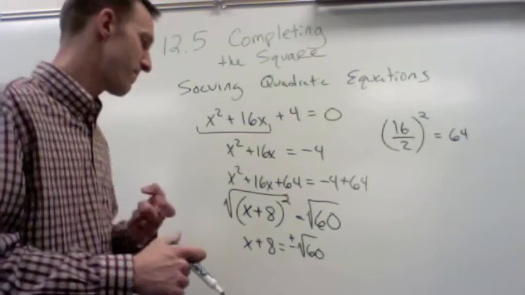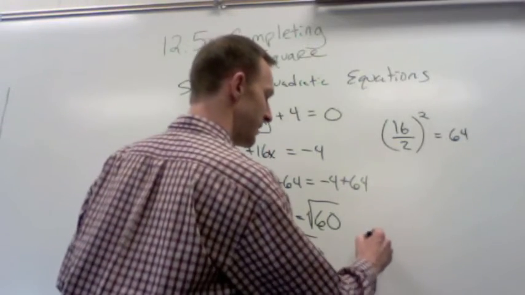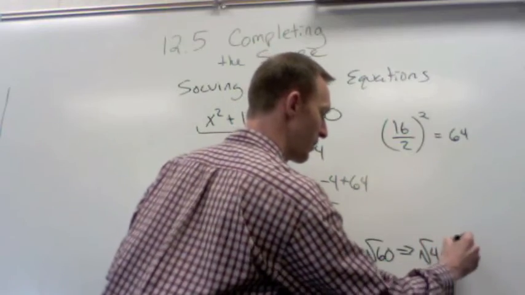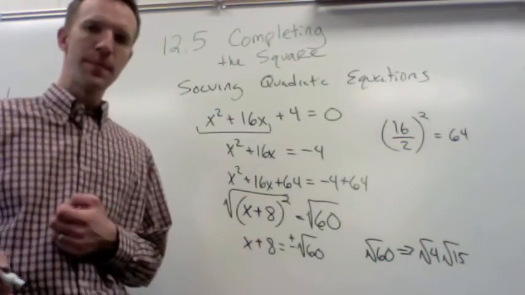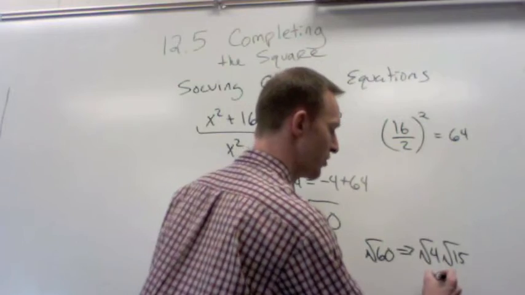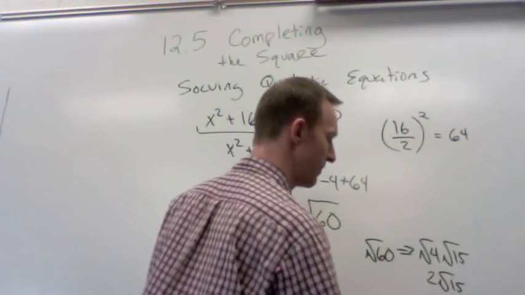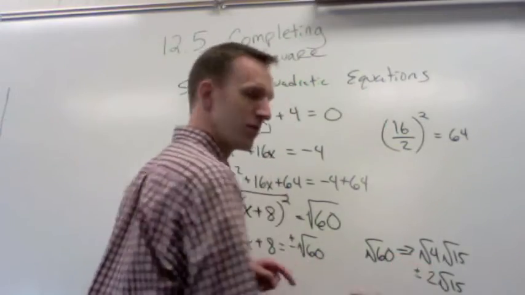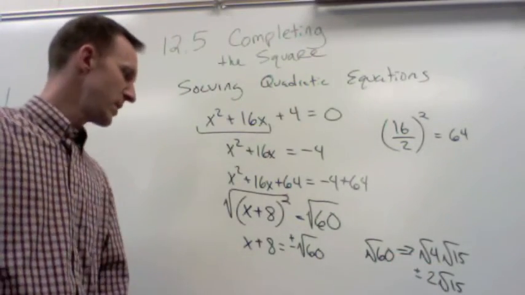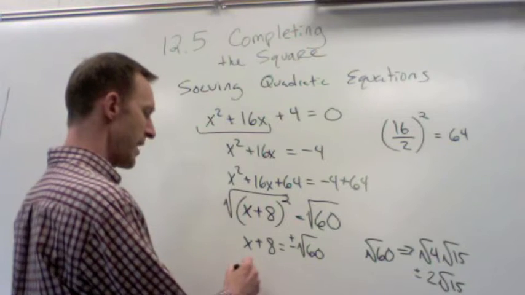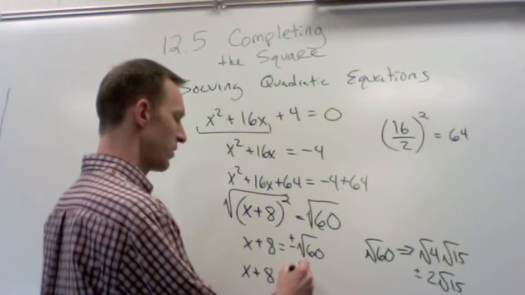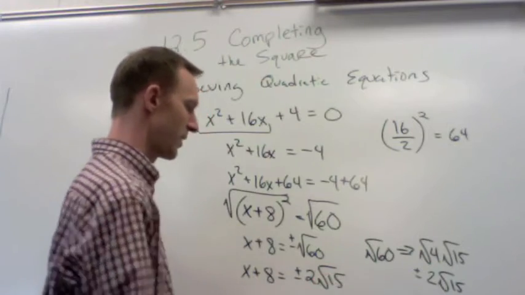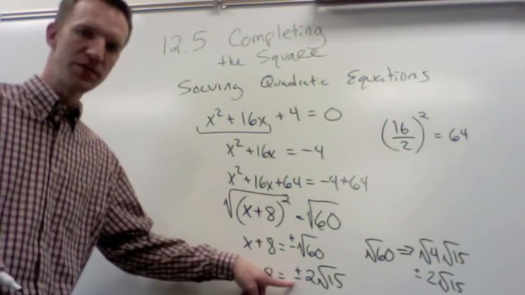So let's do that. The square root of 60 becomes the square root of 4 times the square root of 15. The square root of 4 is 2, times the square root of 15. And don't forget, it's plus or minus, so we want to put that in front of it. Now I have x plus 8 equals plus or minus 2 times the square root of 15. That's just a simplified form of the square root of 60.